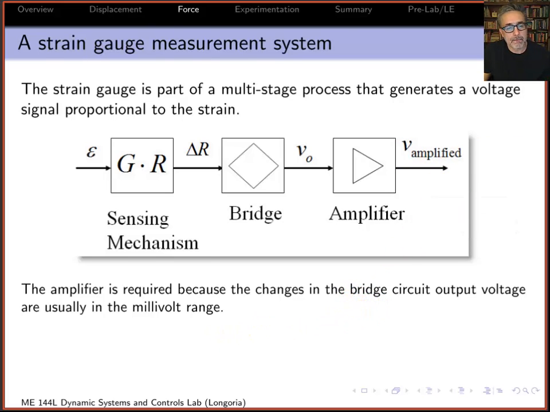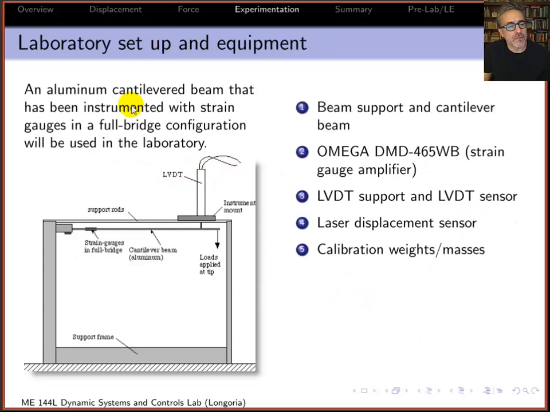And so this amplified voltage is typically what you end up sending to your measurement system. Here's a laboratory setup that we're going to use. We have an aluminum cantilevered beam. I call this a beam sensor, force sensor. It does deflect quite a bit, more than a good force sensor would.